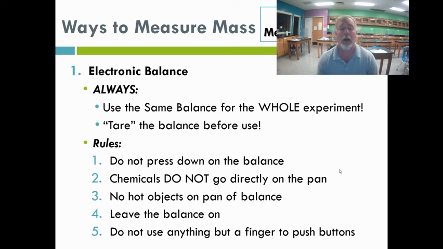And finally, the last one, don't use anything but a finger to push the buttons. Don't use pens. Don't use sucker sticks. Don't use God knows what keys. Use your fingers, right? That's what these were made for. Let's not damage them by using something else.